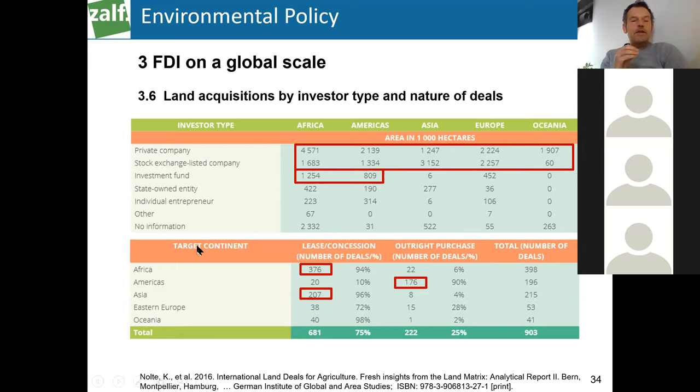And in terms of the target continent, for leases and concessions the hotspots are mainly Africa and Asia, but for outright purchase, it is the Americas. That is the land title, the legal land system. In the Americas, it is possible to buy the land. And the leasing option is mainly in Africa and Asia, for at least 99 years, as we said.